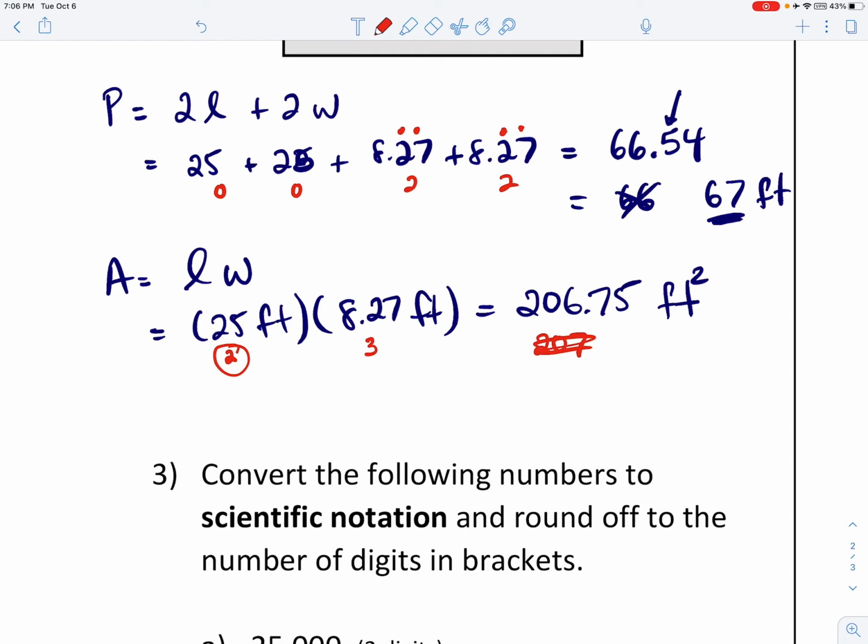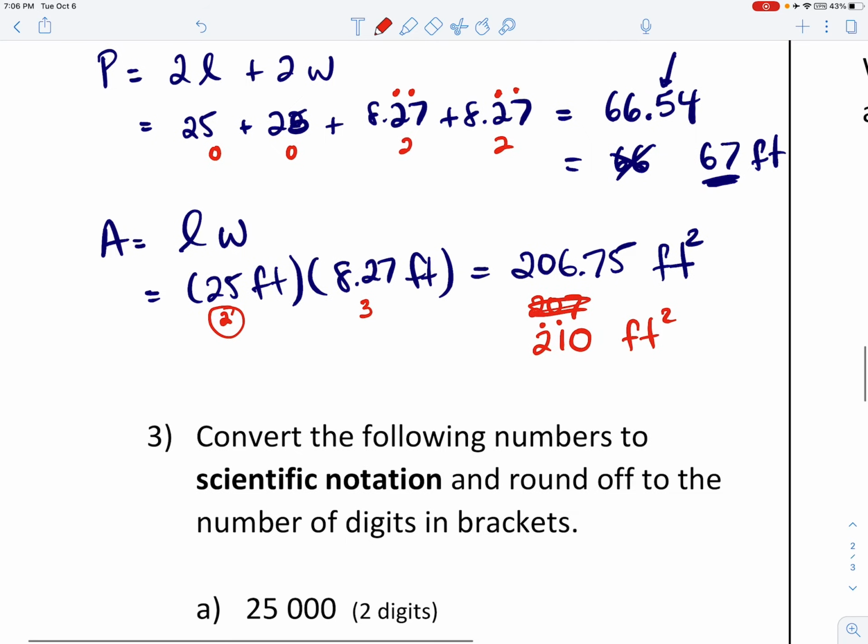So that's not good. How do I make it have just 2 digits? Well, we're going to have to round it up even further. We can call it 210, and we don't put a decimal at the end. That 0 will not count, and that will now have 2 significant digits, the 2 and the 1.